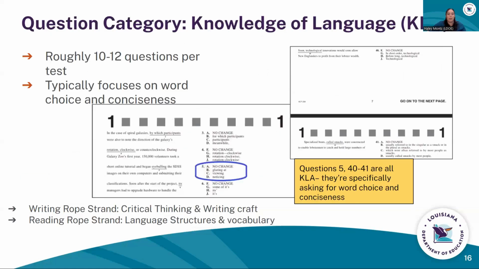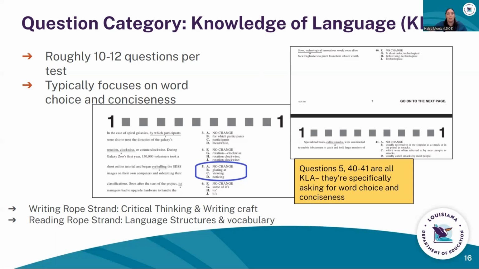All right, and let's look at the final category. The third and final reporting category is knowledge of language, or KLA. It only makes up about 10 to 12 questions on this test. They are typically questions that a lot of students will struggle with, mostly because they are usually about word choice and conciseness. However, many times students struggle with these because the ACT does assume that they have a certain level of knowledge of vocabulary. And unfortunately, there's not some definitive list of words that students can study for this. The ACT doesn't have a vocab list that they can put out. So kids have to be able to use their context clues.